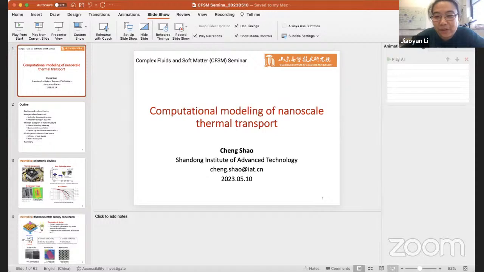He received his bachelor's degree from Huazhong University of Science and Technology in 2013, and his PhD degree from Shanghai Jiao Tong University in 2018. Prior to joining SDIAT, he was a postdoctoral research associate at the University of Tokyo during 2018 to 2022. He also had a one-year visit at Carnegie Mellon University. His research interest is in the multi-scale modeling of electrons and phonons in nanostructures, with applications in thermal management in electronic devices and thermoelectric energy conversion.